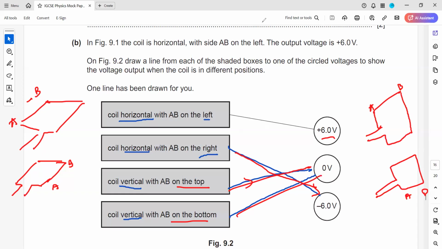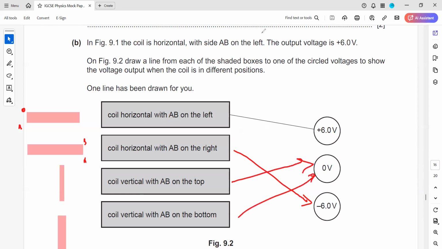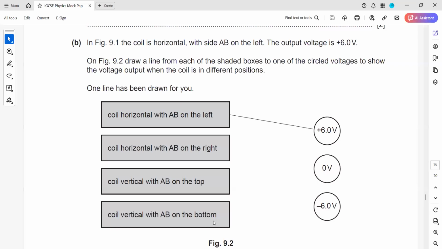So in an AC generator, the change in the magnetic field induces an EMF, which is maximum when the coil is horizontal. The only difference here is that AB was on the left hand side, and here AB is on the right hand side. So in both cases it will be maximum, but opposite maximum. If this is +6, this will be negative. But when the coil is vertical, there is no change in the magnetic field, so the induced EMF will be 0. So this will be 0 here and 0 here. This is a cycle of an AC generator which changes as the position of the coil changes.